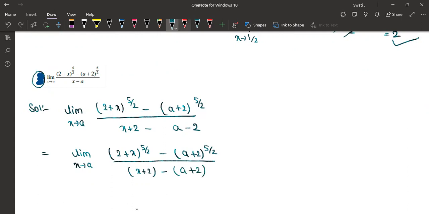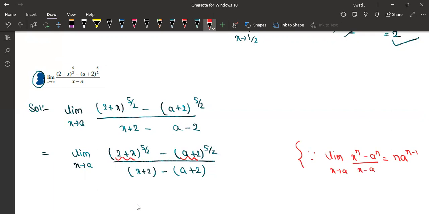Now, after this, we are going to use a formula. And what is the formula I'm going to write down here? If we have limit x tends to a, x raised to n minus a raised to n upon x minus a. If we have this form, then the answer is n into a raised to n minus 1. So if I just consider this entire thing as x and this entire thing as a. So we are having this form x raised to n, that is n is 5 by 2, a plus 2 raised to 5 by 2 upon x minus a, that is x plus 2 minus a plus 2.